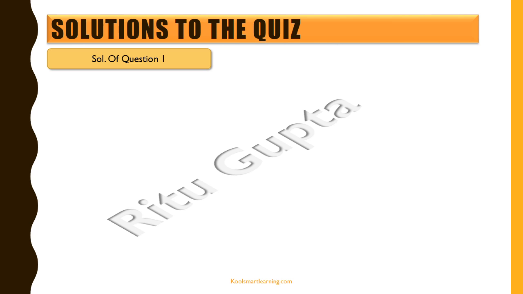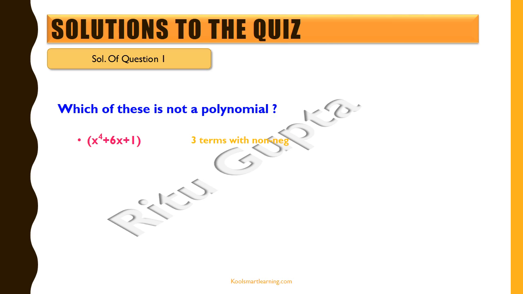Now let's try to look at the solutions for these questions. The first question, which says which of these is not a polynomial. So the first term is x raised to power 4 plus 6x plus 1. Now it clearly has three terms with non-negative exponents of x. So this is a polynomial, right? We only had two conditions for a polynomial, which is an expression which has one or more terms with non-zero coefficient and it should have non-negative exponent of the variable. So both these conditions are met. So this is clearly a polynomial.